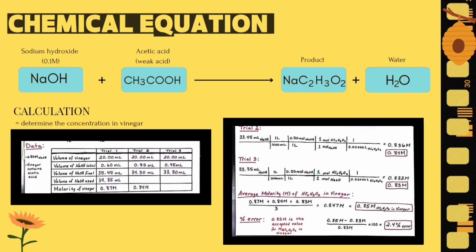So, this is the chemical equation for this experiment. We have sodium hydroxide plus acetic acid, and we get the product plus water.